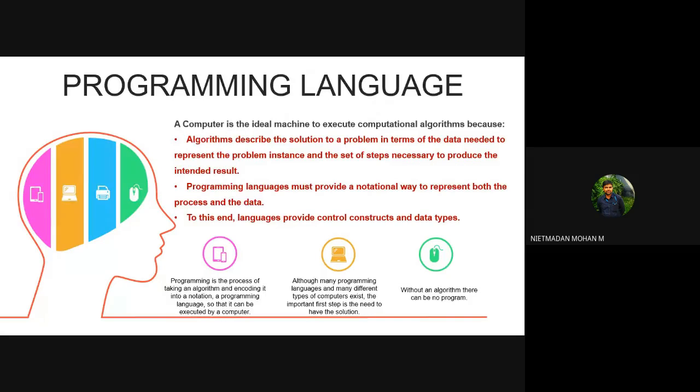So again, I'm explaining to you that programming is a process of taking an algorithm and encoding it into a notation, a programming language, so that execution by the computer will be very easy. Although many programming languages and many different types of computer exist, the important first step is to have a solution. And how will you have a solution? By using an algorithm process to find out the problem and give the solution.